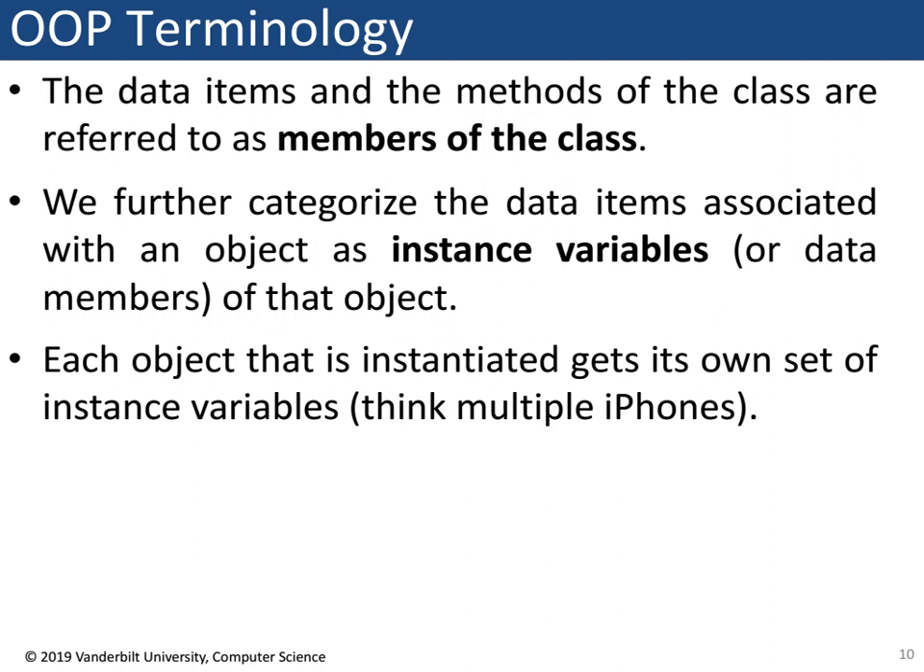This is sort of like having multiple iPhones again. So let's say we have 2 iPhones, both of them are iPhones. However, we can have one with the volume level set at 10 and another with the volume level set at 17. The current volume level is an instance variable, and in iPhone 1, it has the value 10, but in iPhone 2, it has the value 17. So each instantiated object gets its own set of instance variables.